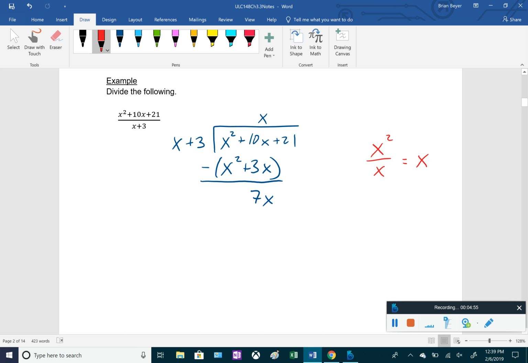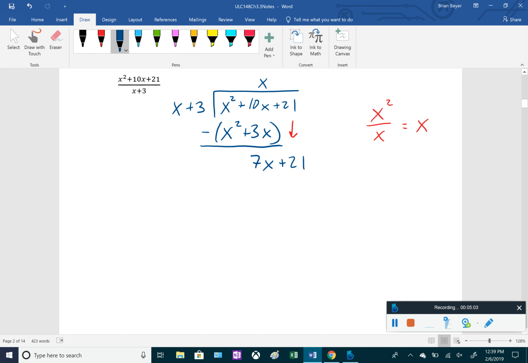And then we're going to bring down this plus 21, and we're going to do that process all over again. So now we think, what do we have to multiply x by to get to 7x? Or if you have to on the side, you just divide them. 7x divided by x is 7.